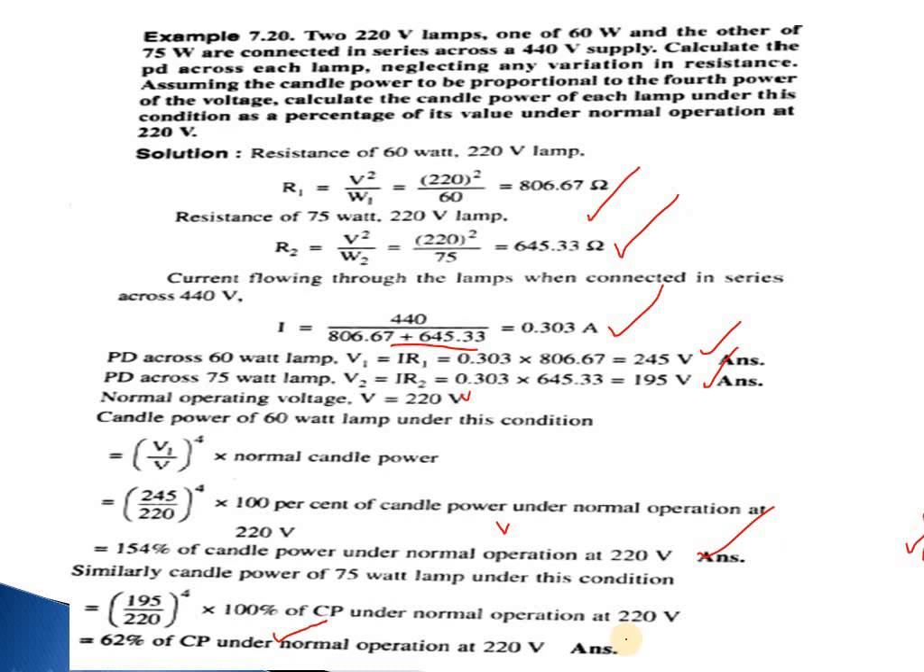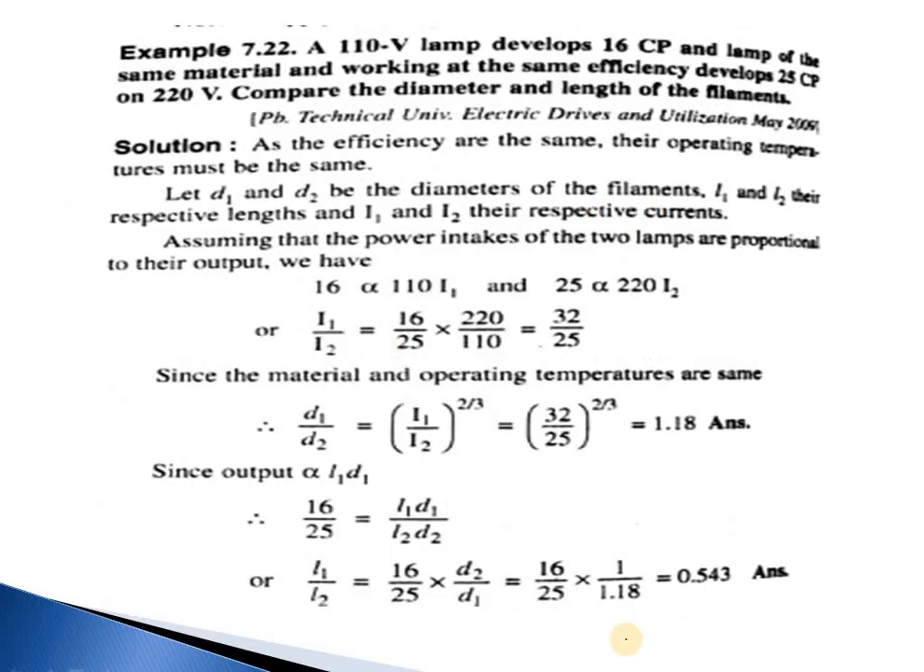Now our next problem that we are considering here: a 110 volt lamp develops 16 CP, and a lamp of the same material and working at the same efficiency develops 25 CP on 220 volt. Compare the diameter and the length of the filament. Solution: as the efficiency is the same, the operating temperature must be the same.